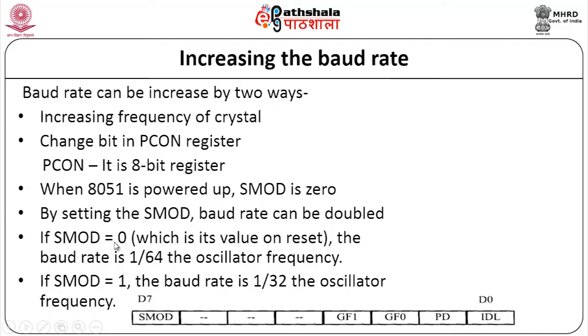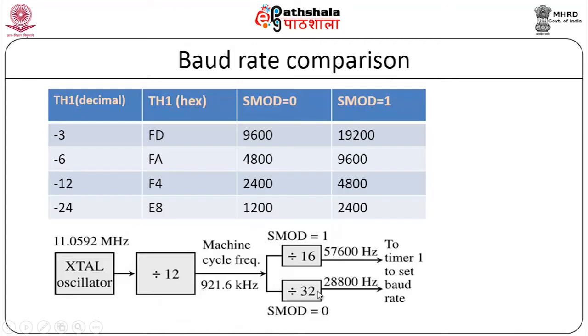If SMOD is 0, the baud rate is 1/64 of the oscillator frequency. If SMOD is equal to 1, the baud rate is 1/32 of the oscillator frequency. When looking at the external oscillator, divided by 12 gives the machine cycle frequency, divided by 32 gives you 28,800 clocks per second. This is what we will always be using. If I need more, I set SMOD to 1, which makes this frequency 57,600.